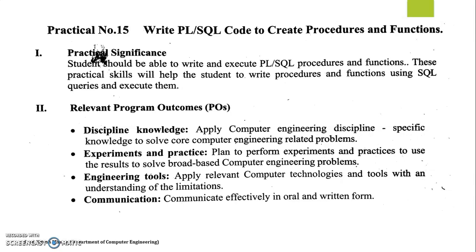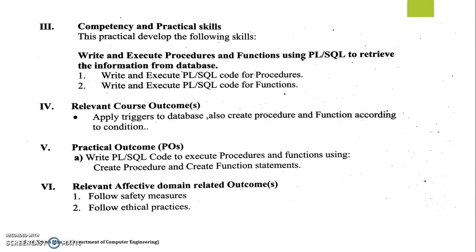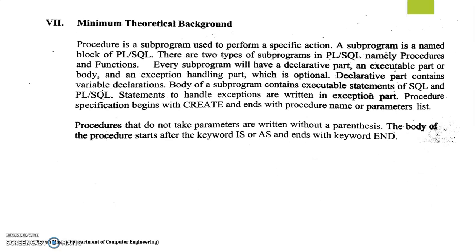Relevant program outcomes achieved here are discipline knowledge, experiments and practice, engineering tools, and communication. Competency and practical skills achieved through this experiment is to write and execute PLSQL code for procedure and function. Relevant course outcomes: apply triggers to database, and also create procedures and functions according to the condition. Practical outcomes: writing PLSQL code to execute procedures and functions using the create procedure and create function statements. Relevant affective domain related outcomes: follow safety measures, follow ethical practices.